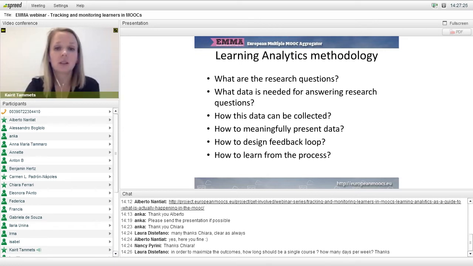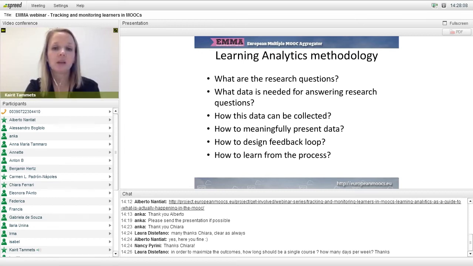Our methodology is based on the following steps or questions. First we need to identify what the research questions are and what the goals are, what we would like to find out. And here we involved all our MOOC providers and we wanted to know what information and what data they would like to have and what they need as feedback. Next we needed to identify what data is needed to answer the research questions. And after that we figured out how this data can be collected from the system.